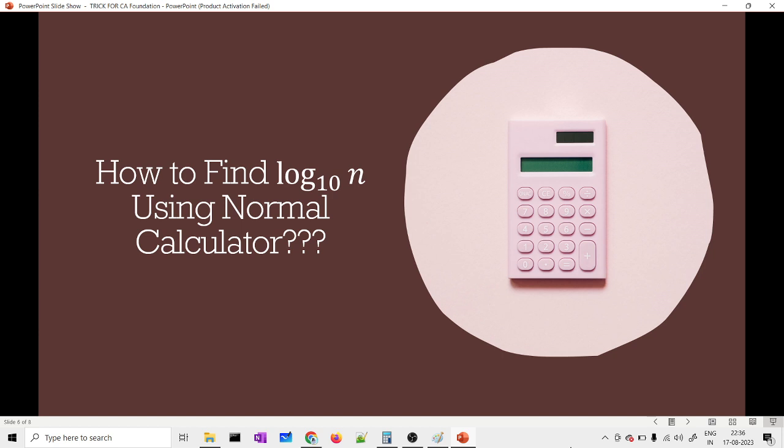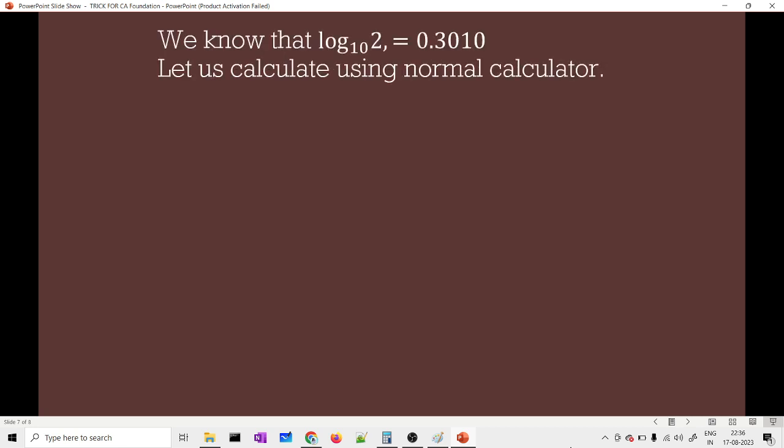So in some situations, we will need the log values. If it is not given in the question, we need to either remember it or calculate it. One of the values that students must remember is log 2 to the base 10, because in your questions there are high chances this value will be used. So always remember log 2 to the base 10 is 0.3010. If it is not given, still you should remember.